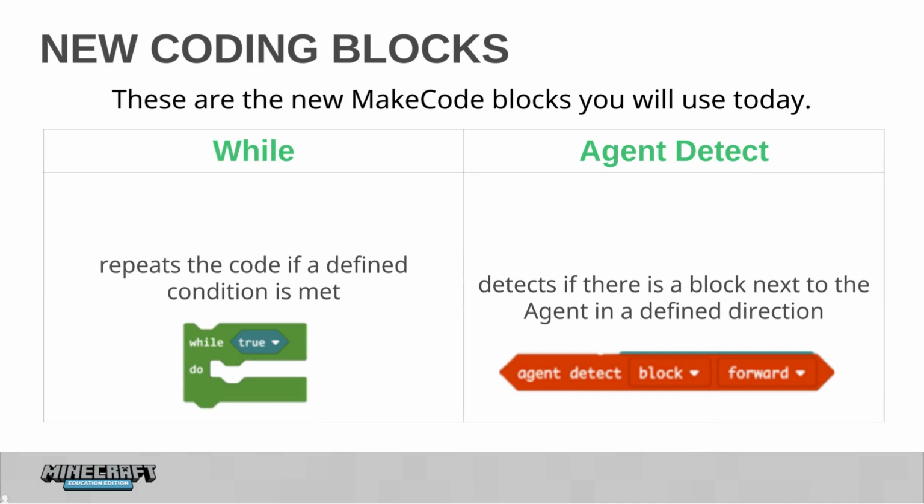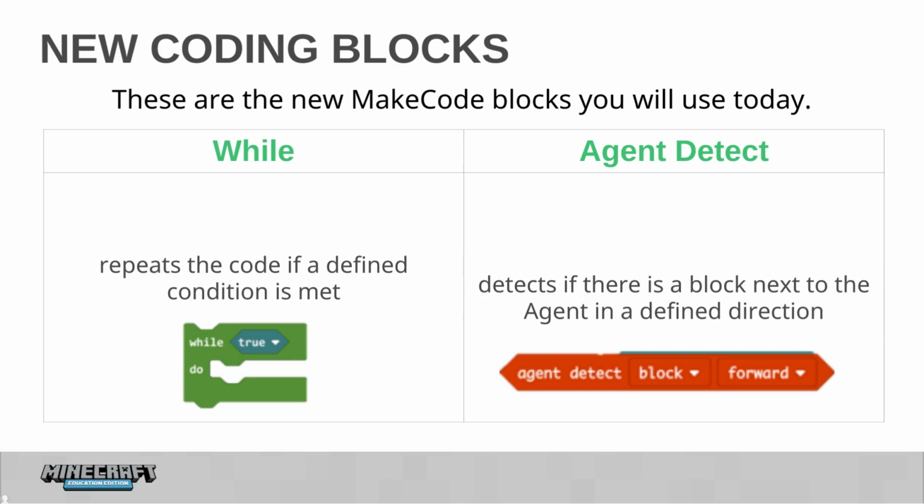We have two new coding blocks that we will talk about and use today. The first is a while. This will repeat the code if a defined condition is met. For example, we could have our agent walk forward as long as there is no block in front of it. So as long as that condition is true, it'll keep walking straight.